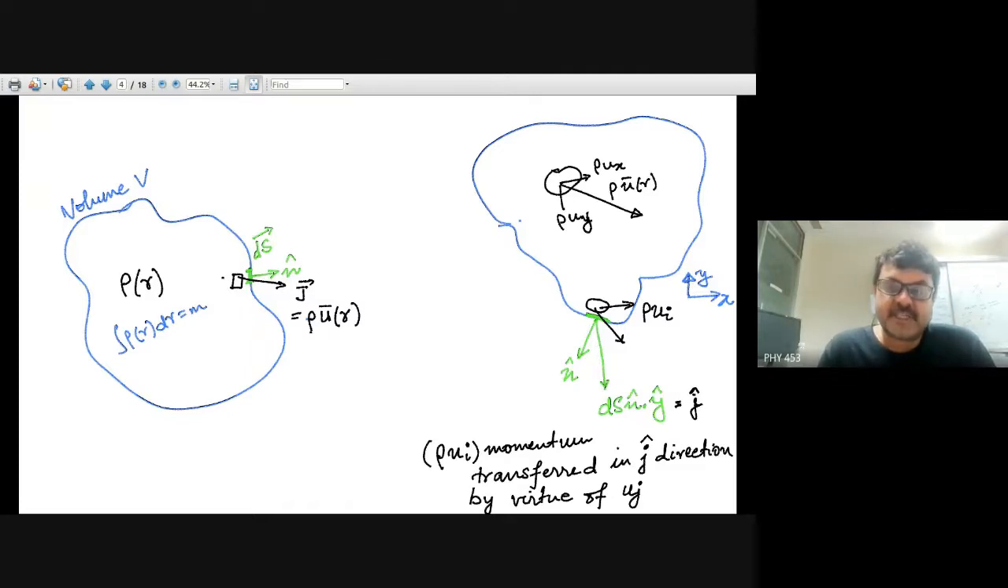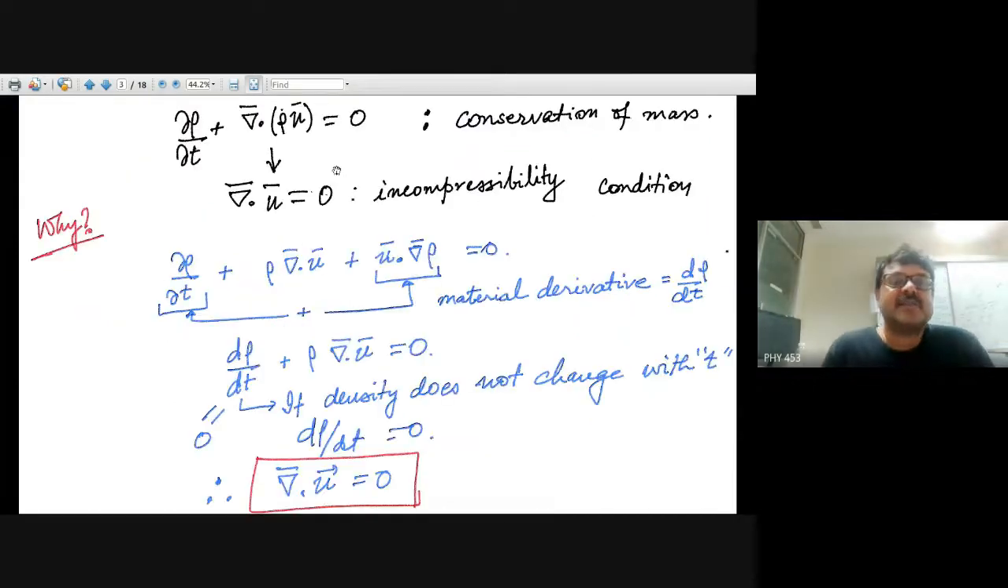Now, when you say j dot dA integrated over the entire surface area, that can be written by Gauss's law as the divergence of the current. What was the current? J equal to rho times u, right? The local velocity vector. So that is the current. And as a consequence, because you're writing the current j dot dA as the divergence of rho u integrated over dV, and that holds true for any volume, you get del rho del t plus divergence of rho u equal to 0.